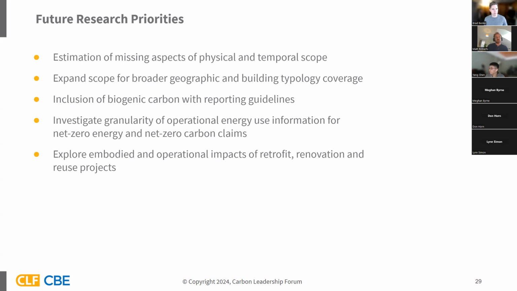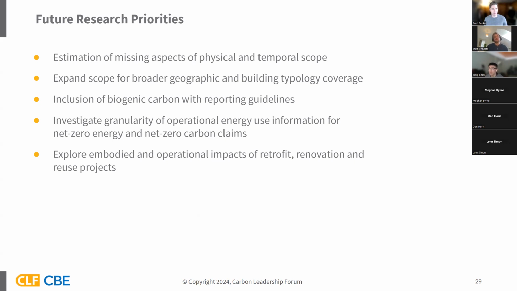We want to expand the scope of the study to be a broader geographic representation as well as broader building typology coverage. We focus mainly on commercial office, commercial non-office, multifamily residential, and a few other building typologies, but there's a lot more building typologies out there.